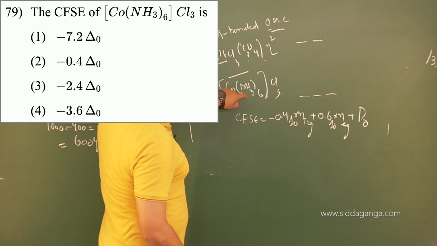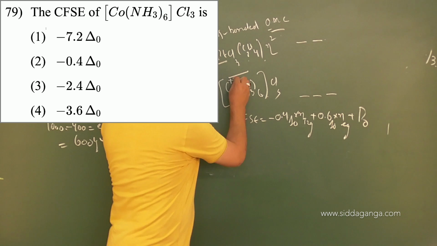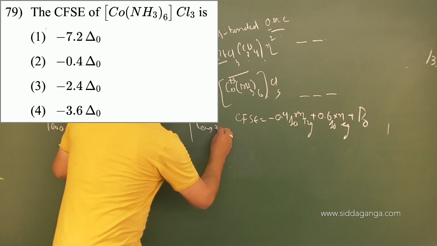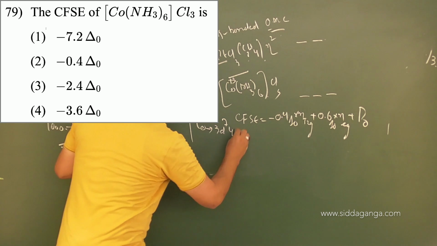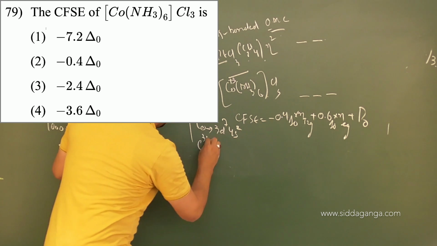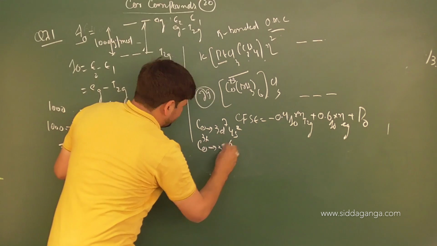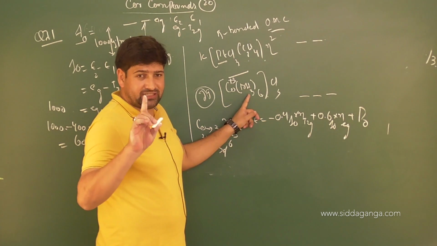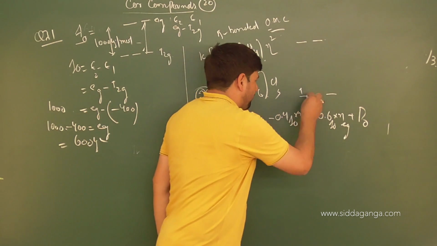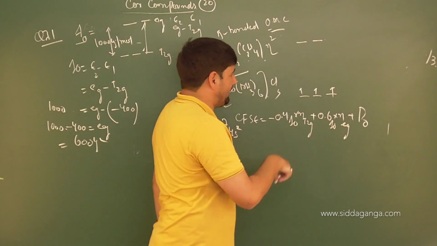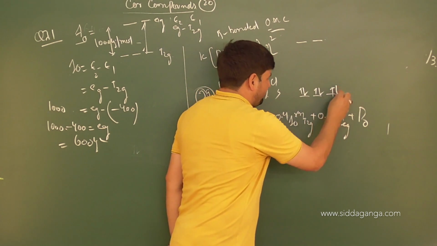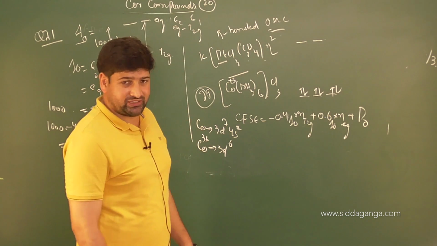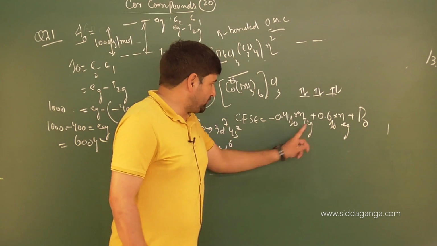Now looking at [Co(NH3)6], cobalt will be in the +3 oxidation state. Cobalt is 3d7 4s2. Co3+ will be 3d6. Am I right? Now ammonia is a strong field ligand. There are 6 electrons, so we'll have 1, 2, 3, and pairing will occur, right? 4, 5, 6. Means all the electrons will go to which set, t2g or eg? They will all go to the t2g set.